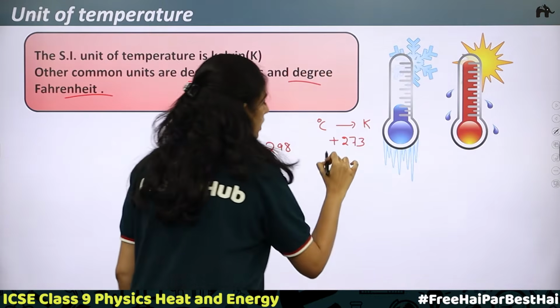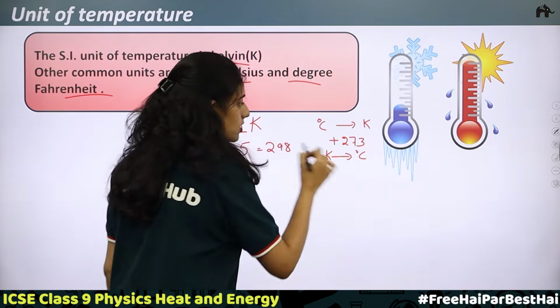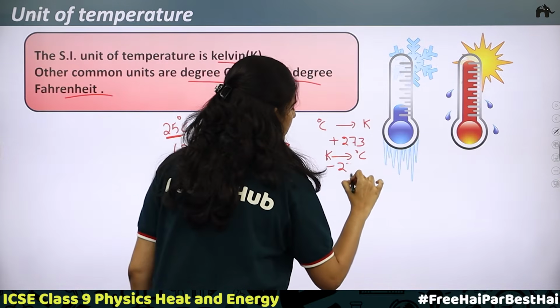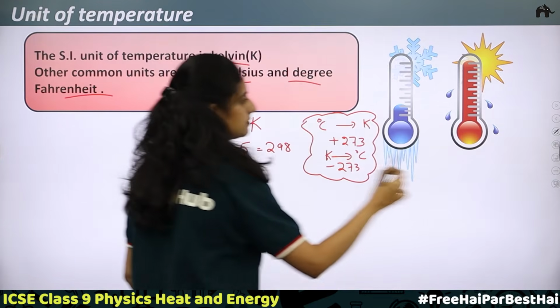So to convert degree Celsius into Kelvin, you add 273. If you want to convert Kelvin into degree Celsius, what should be done? The temperature is given in Kelvin, and you have to convert it into degree Celsius. You have to subtract 273.